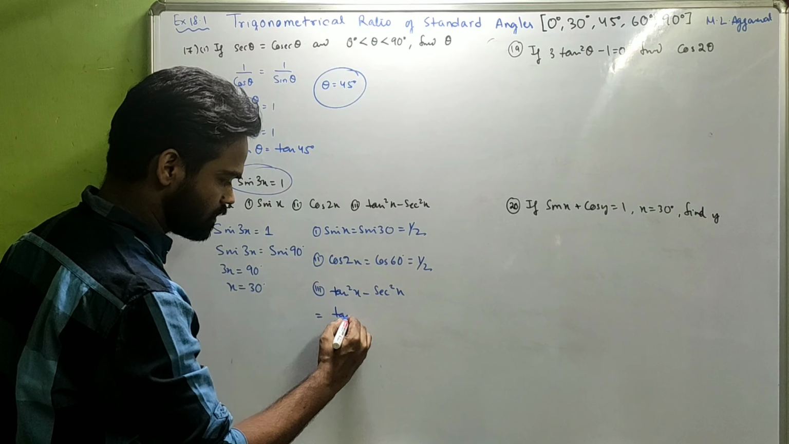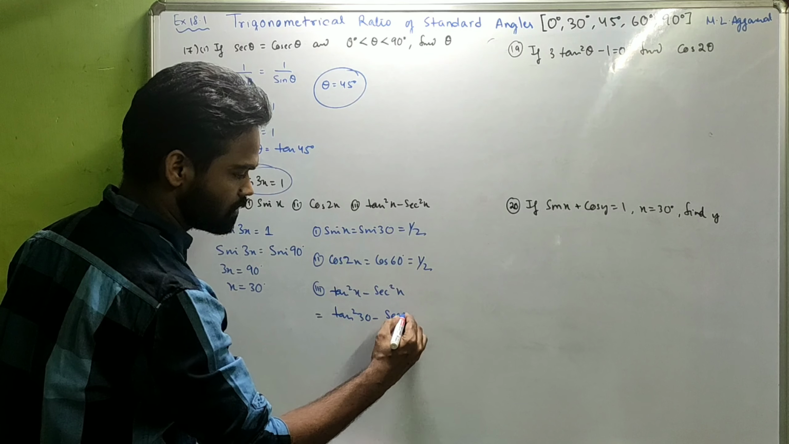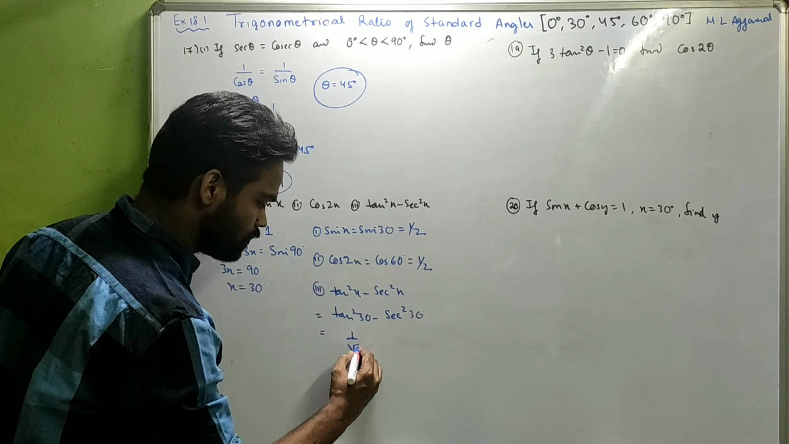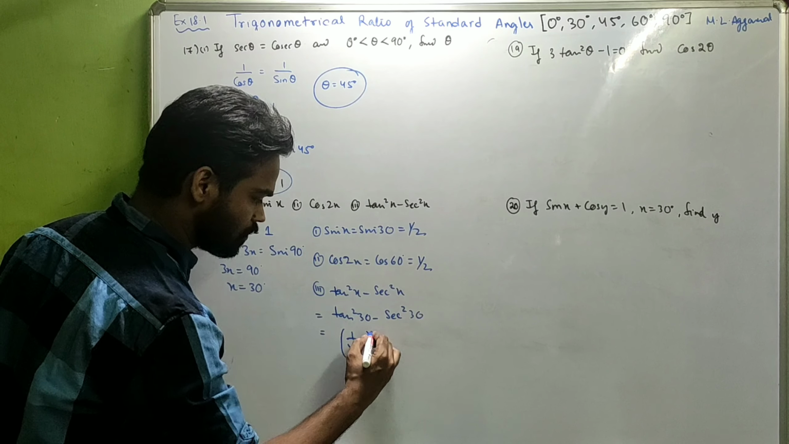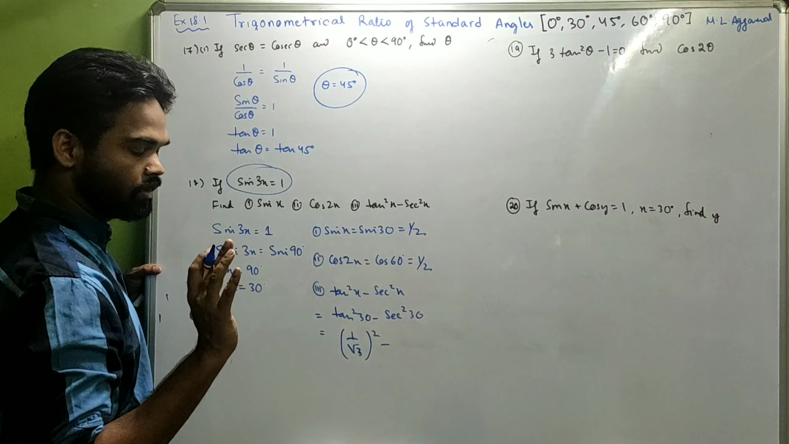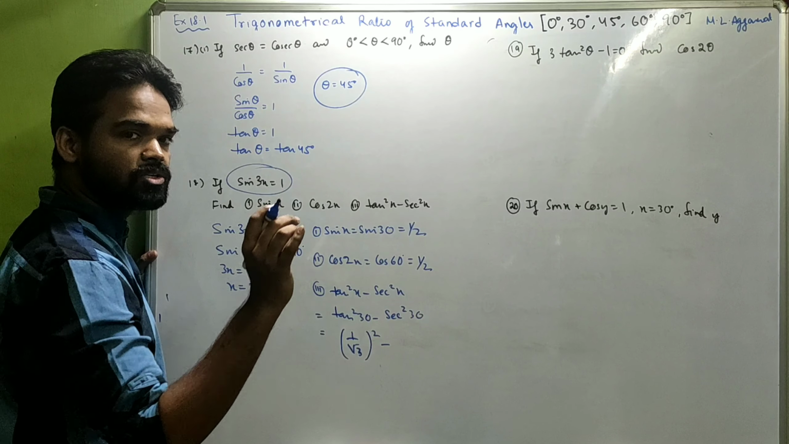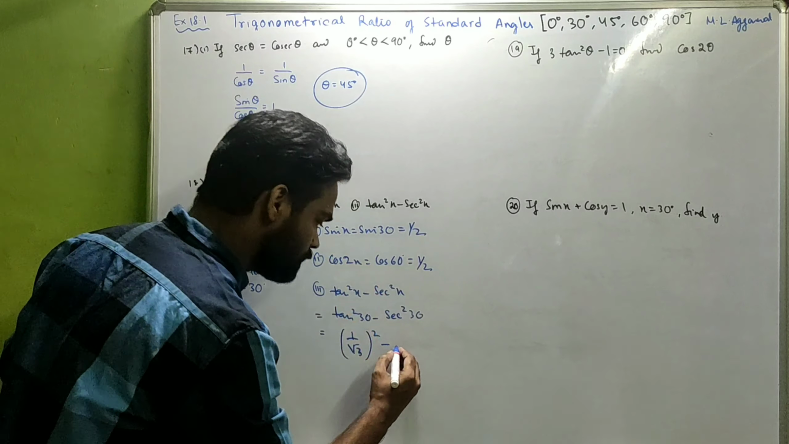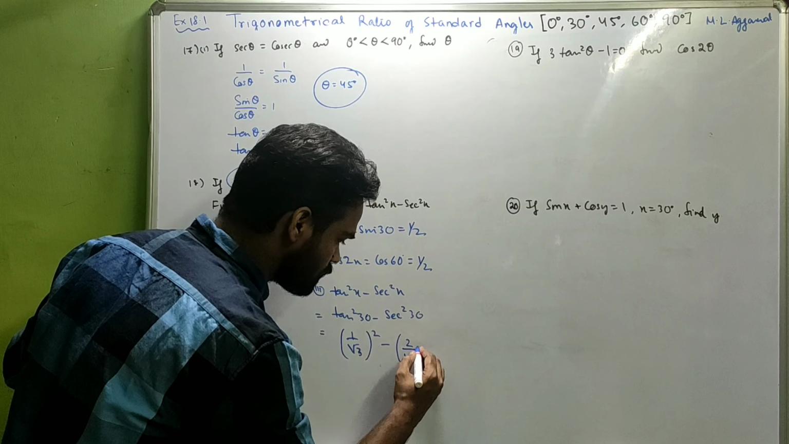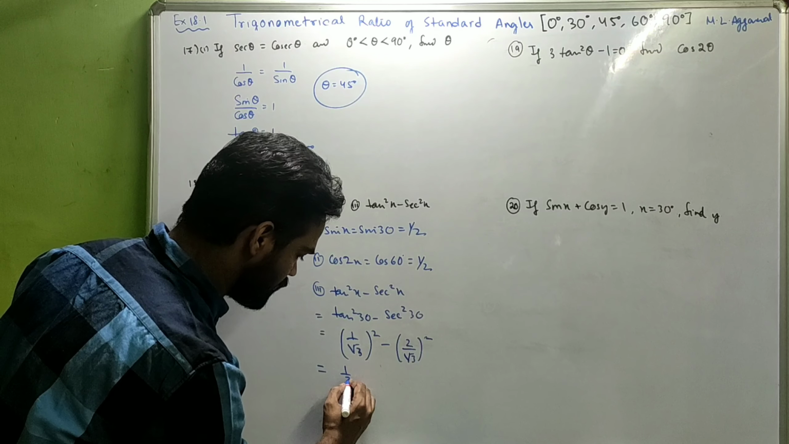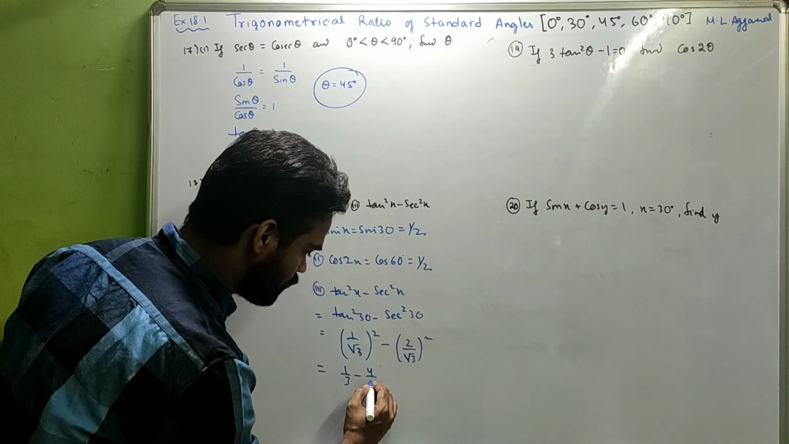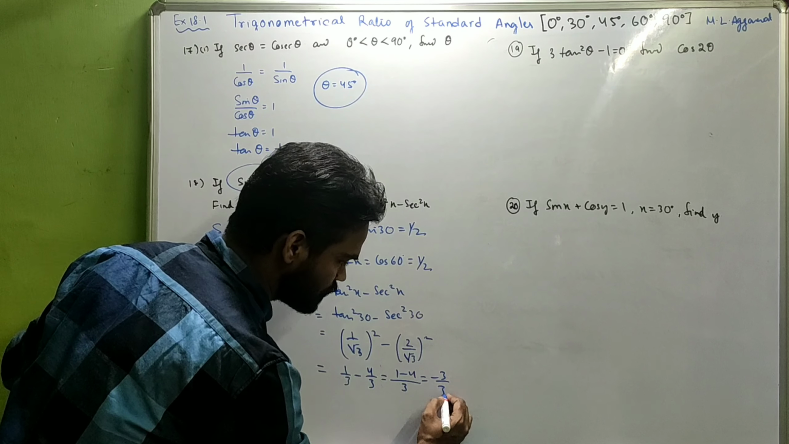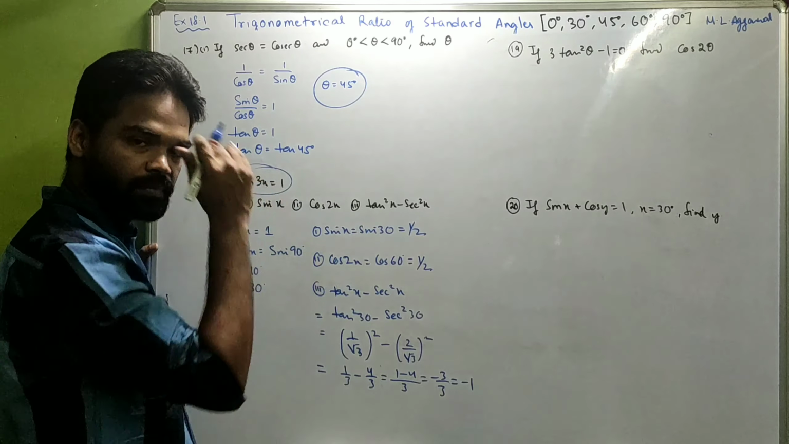Now look carefully. This is tan square 30 minus sec square 30. Tan 30 is 1 by root 3, whole square, minus sec square 30. Now you know cos 30 is root 3 by 2, isn't it? So sec 30 will be 2 by root 3. So that's 1 by 3 minus, this becomes 4 by 3. That becomes 1 minus 4, that becomes minus 3 by 3. That becomes minus 1. Done.